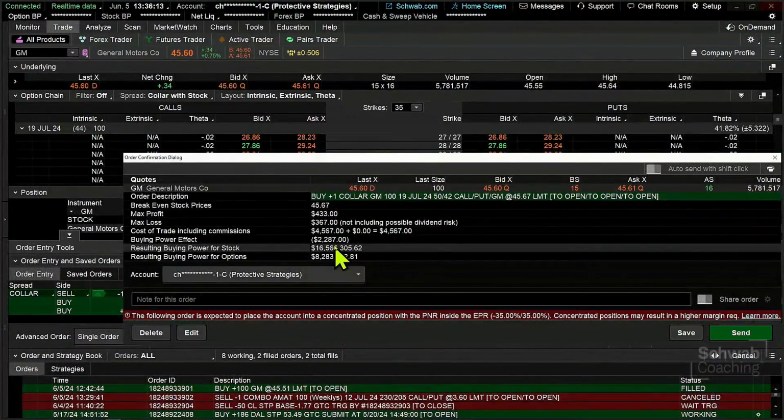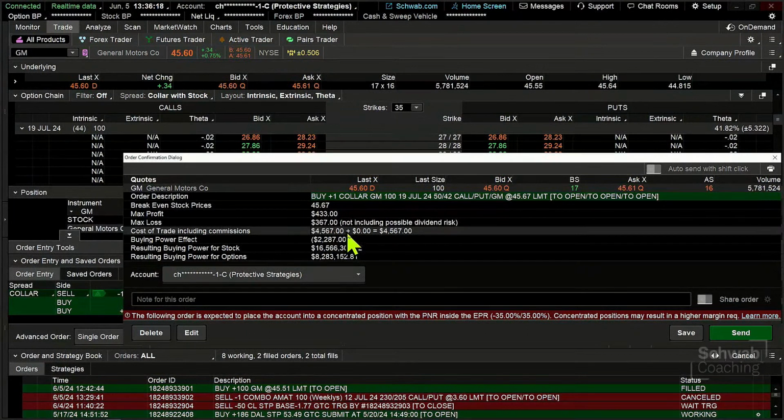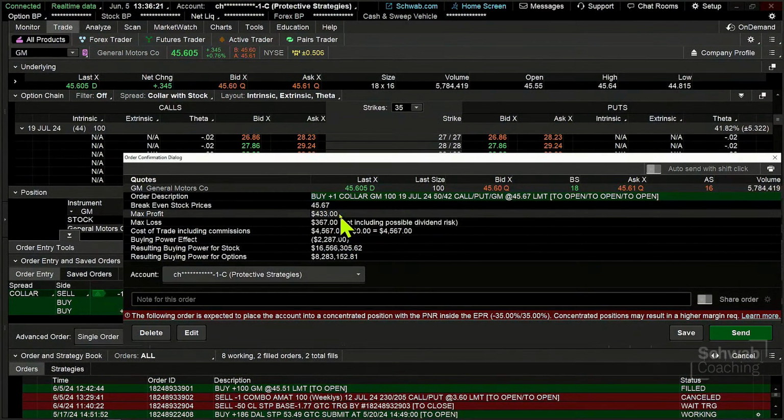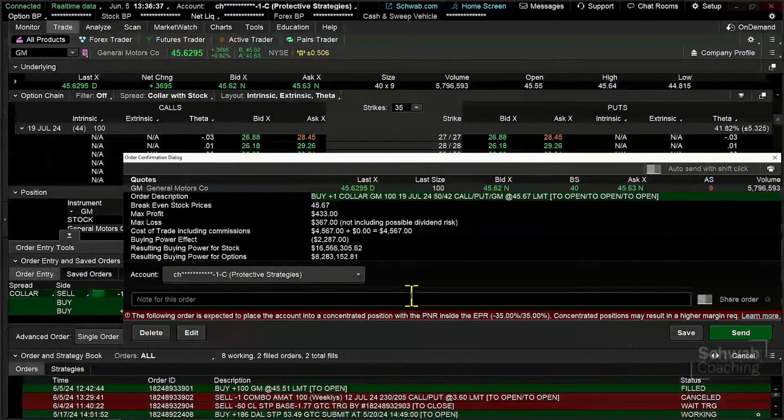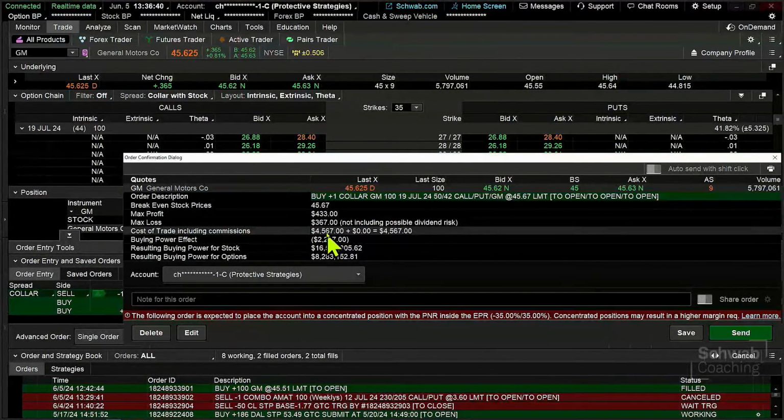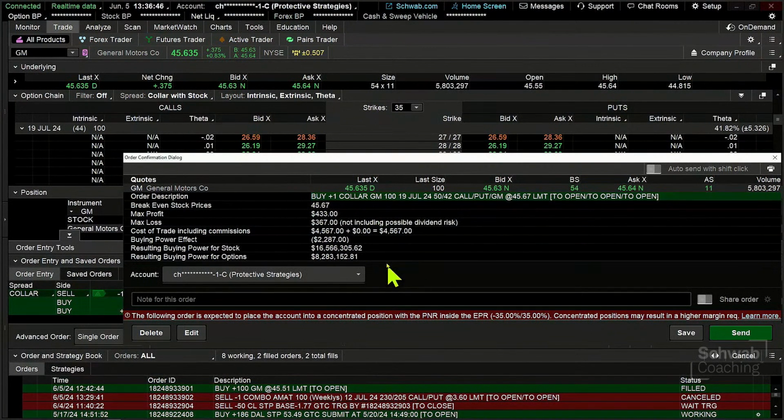Because we're doing this all in one, this does associate our ownership of the stock. And it says our maximum profit on the trade is $433. That assumes that the price of the stock goes up and through that 50 strike and is called away. Our maximum loss is $367, which assumes that we exercise the option at 42 and sell the underlying shares at 42. And we're doing that for an investment in the trade of $4,567. We're going to read through that, make sure that we're aware of any transaction costs and any alerts that might be here, and we're going to go ahead and click on send.